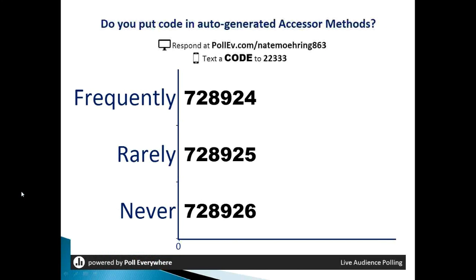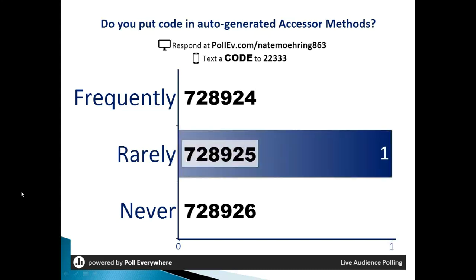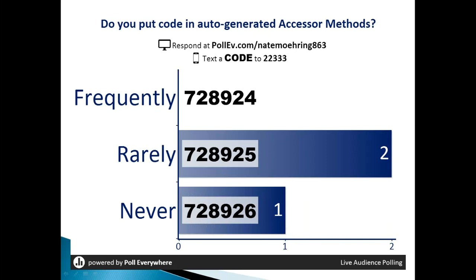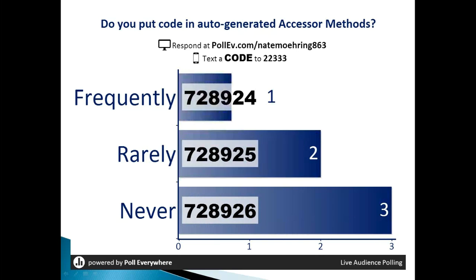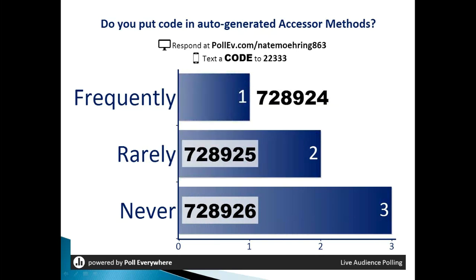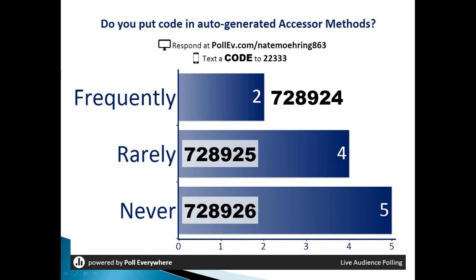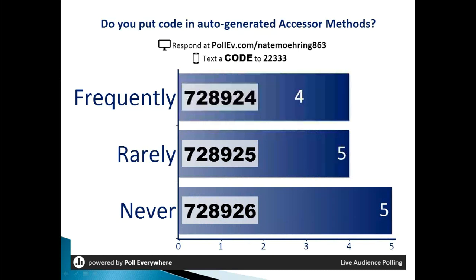All right, so speaking of that gentleman's agreement, our next poll is, do you find yourself inserting code into your auto-generated accessor methods? If you're struggling between answering frequently and rarely, then I would suggest you probably want to say frequently. If all you do is replace that with in-place element structure, avoid that.